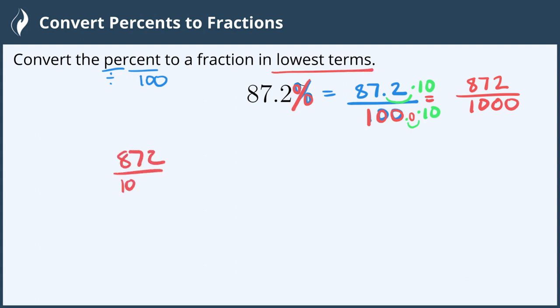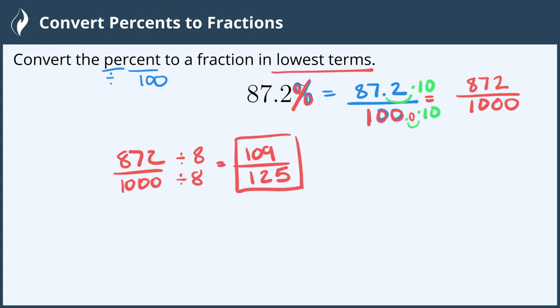872 and 1,000 are both divisible by 8. 872 divided by 8 is 109. 1,000 divided by 8 is 125. Nothing else goes into 109 and 125. So this is the fraction in lowest terms.